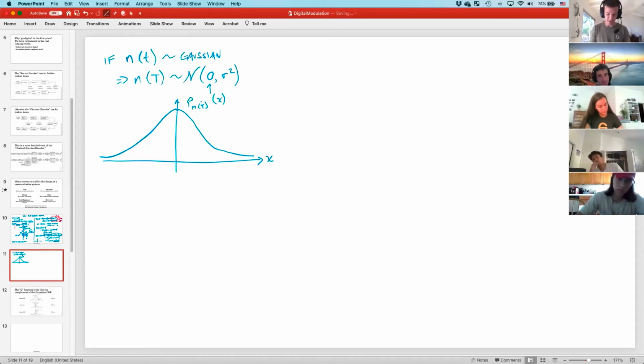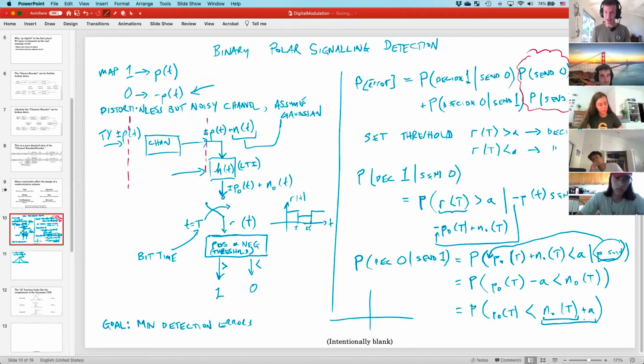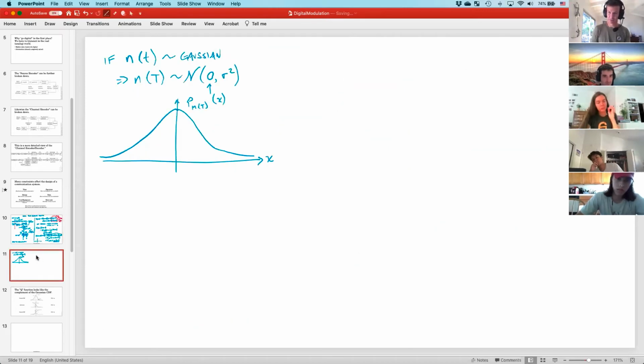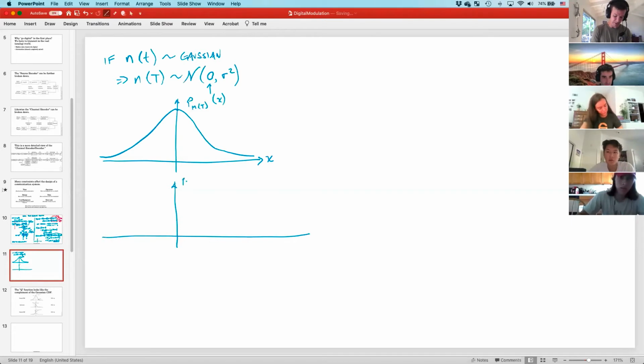What if I were to shift this random variable by a fixed and deterministic amount, say by A? What would I do to its distribution? So if this is the distribution for n of t, what does the distribution look like for the new random variable, which is the old random variable plus a deterministic offset? Just a shift, right? Yeah, so now instead of being centered at 0, this is now a random variable with mean A and variance sigma squared. So whatever A happened to be, we now get the same bell curve, centered around A.